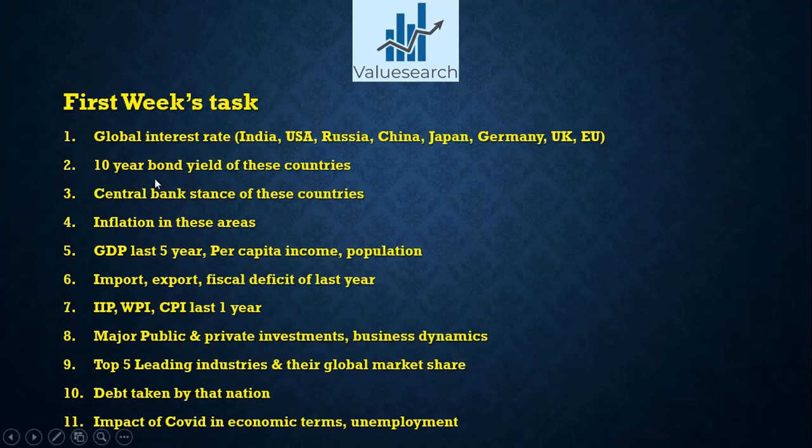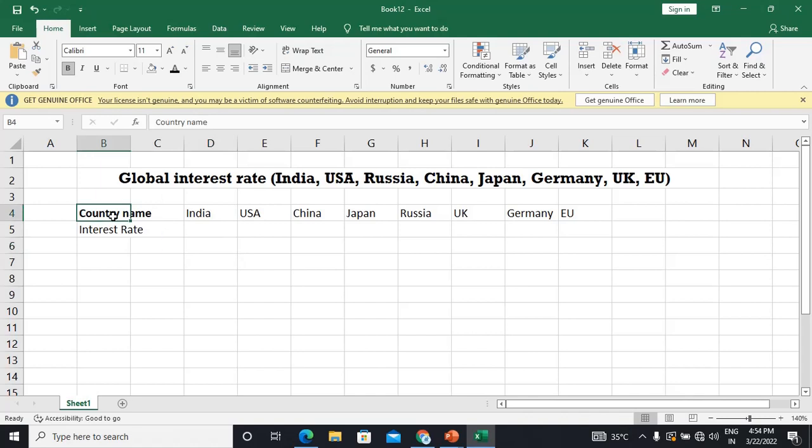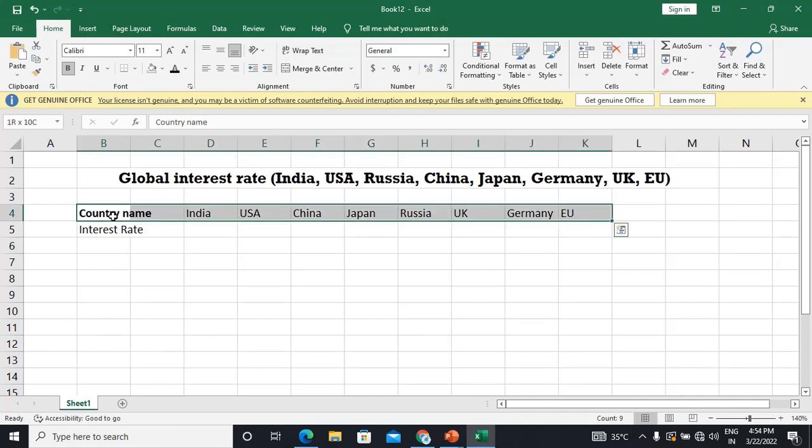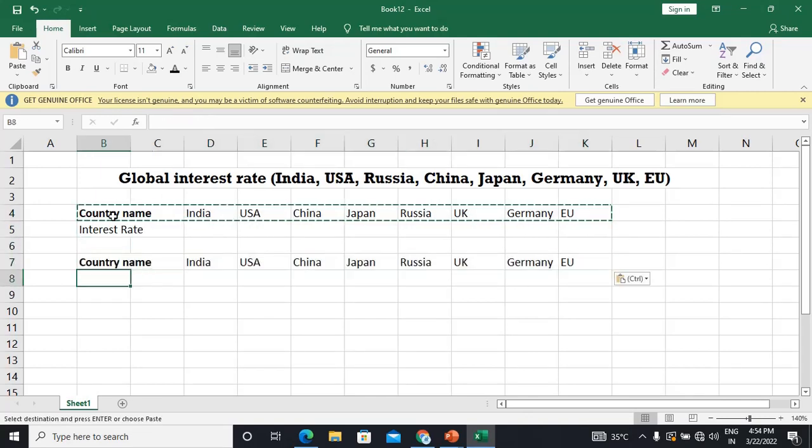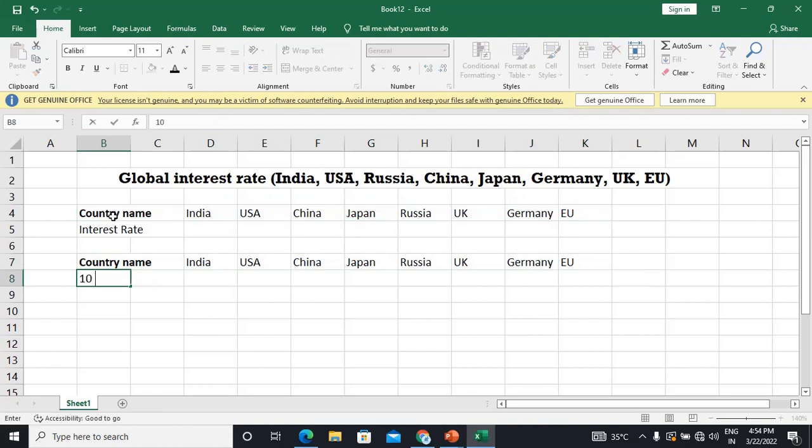Next thing, the 10-year bond yield of these countries. Like that, you make it the same way. Ten-year bond yield. So let's say for India it is 6%. For USA, let's say it is 2.5%. Like that, you guys gather the data of 10-year bond yields of these countries.